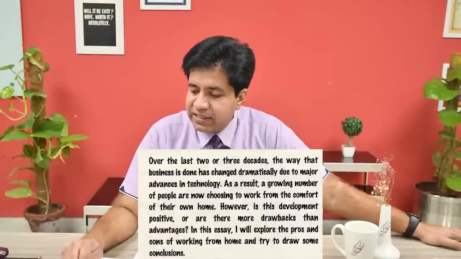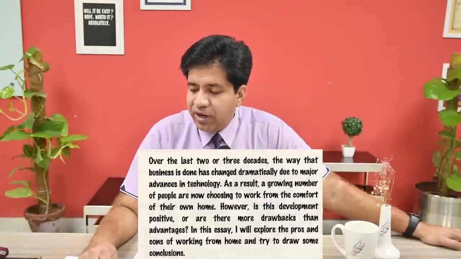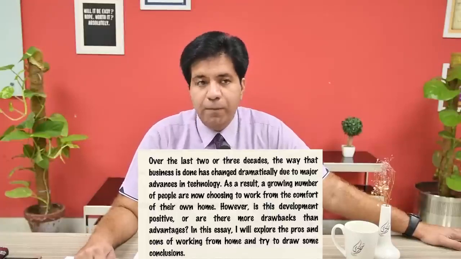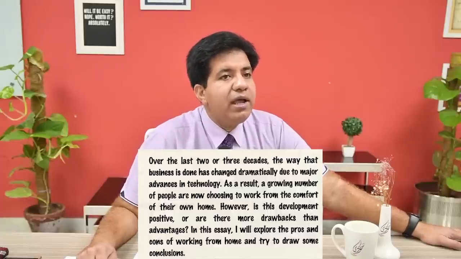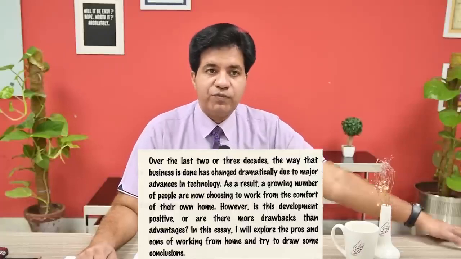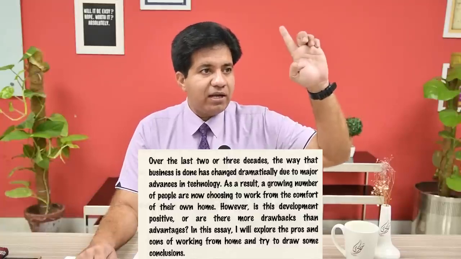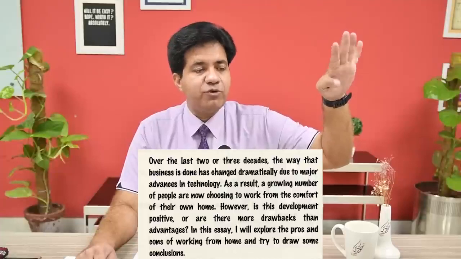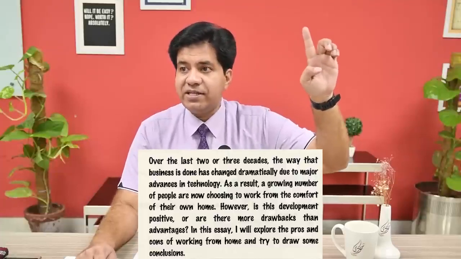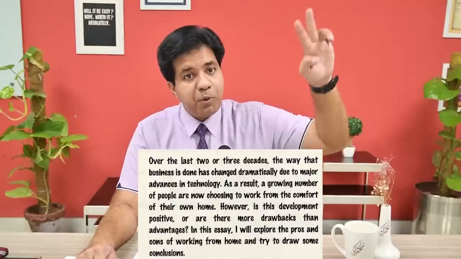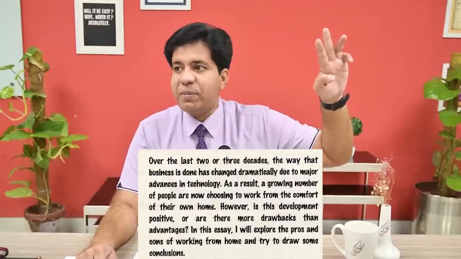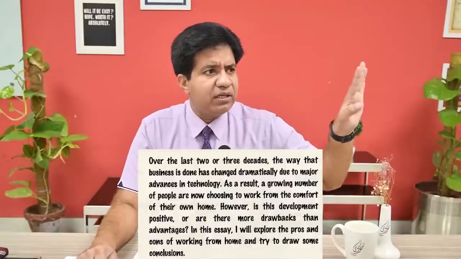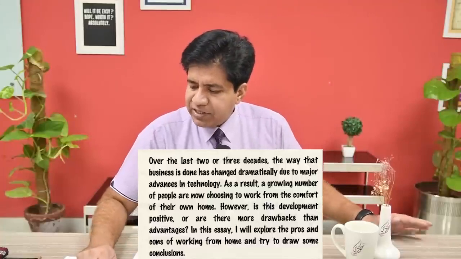Now, the second sentence: as a result, a growing number of people are now choosing to work from the comfort of their home. Now, this sentence is what we call adding another sentence to support the first one. By the way, when you write an introduction, you can write 2 sentences minimum, 3 and then 4 maximum. If you write 4, the first sentence is a general sentence. Second is adding another sentence to support the general sentence. And third is paraphrasing the topic. And fourth is your thesis. But 3 sentences are perfectly fine. You can write 3.